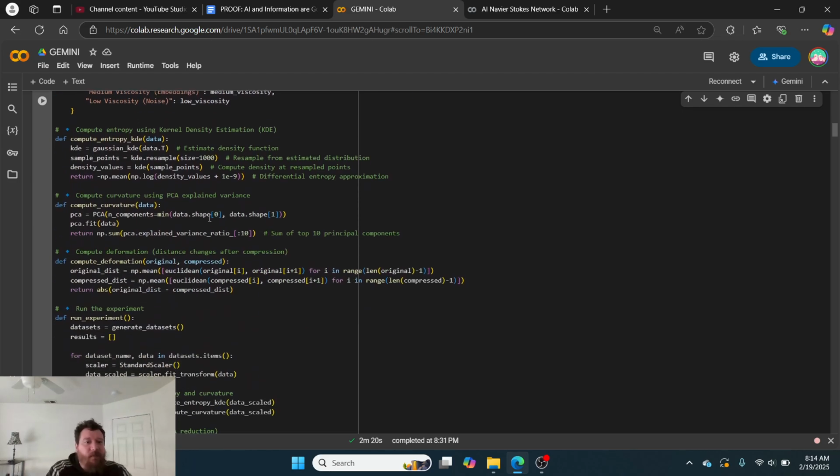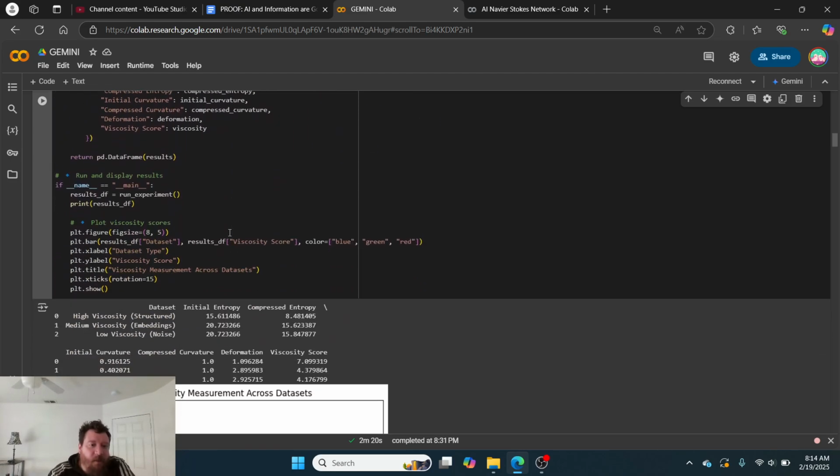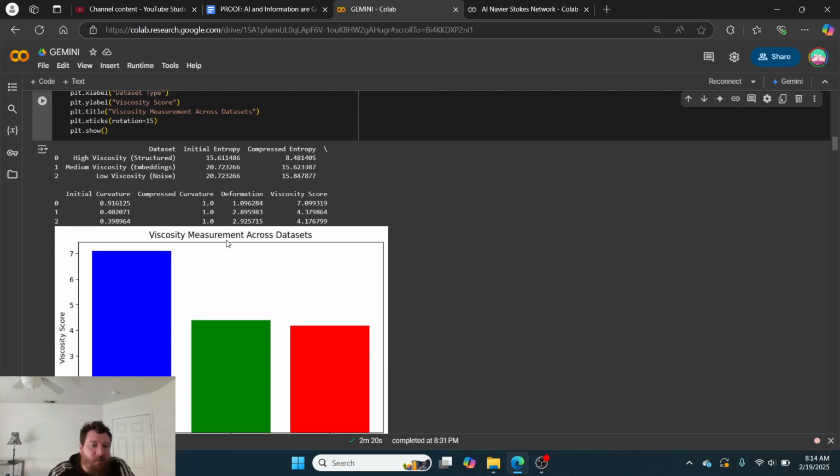In this first experiment, we're essentially measuring and trying to compute the liquid metrics of these different data sets. Is there a liquid difference that can be detected between these 3 data sets? So I run essentially the same test that you would run on a liquid. I compute entropy using kernel density estimation, compute curvature using PCA explained variance, and compute deformation, so the distance changes after compression. Then I apply the experiment, and here are the results.